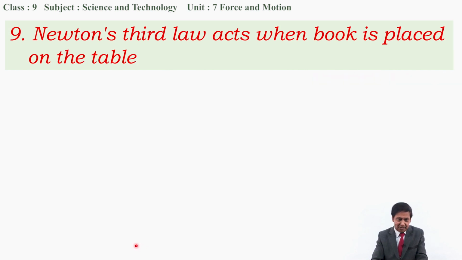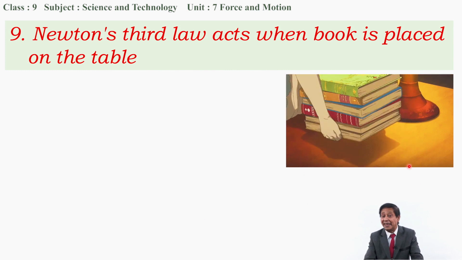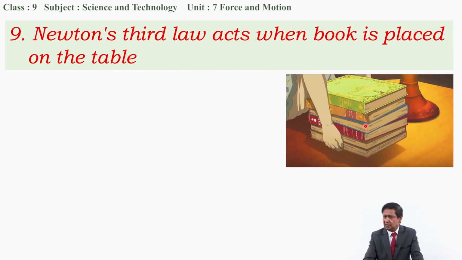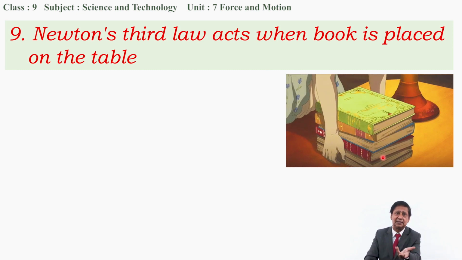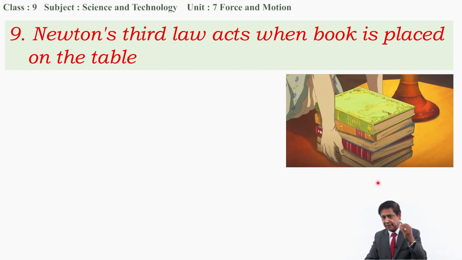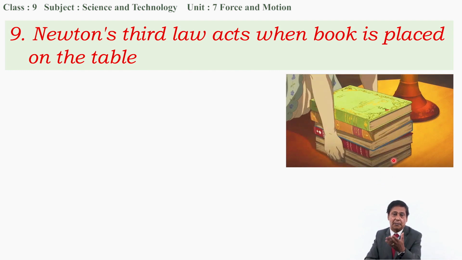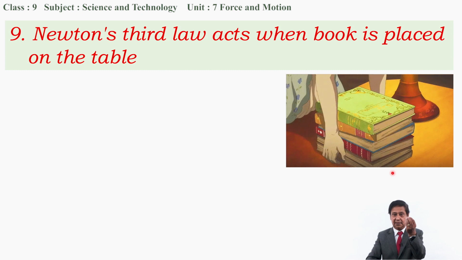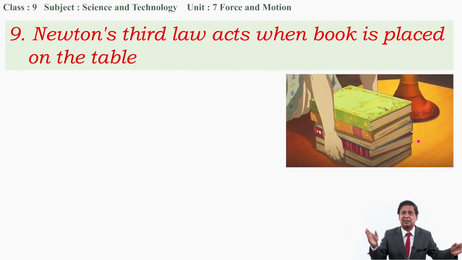Okay, now what about this? This book is taken on the table. If book is placed on the table, certainly book applies force on the table. This is action. And if it has to be stable, then table should apply the equal amount of force on the book. If it is not so, then the force applied by the book will break the table.